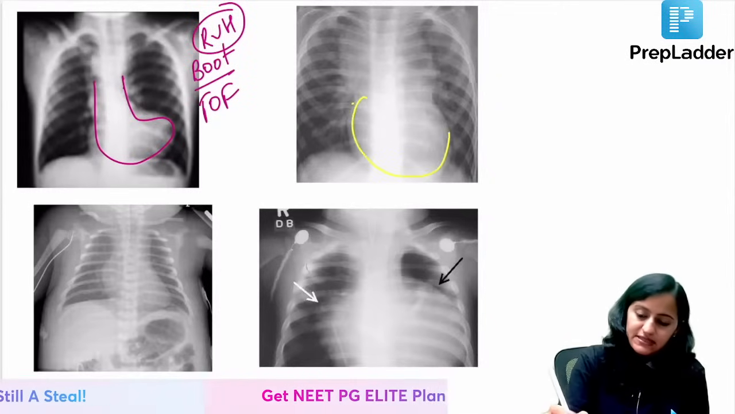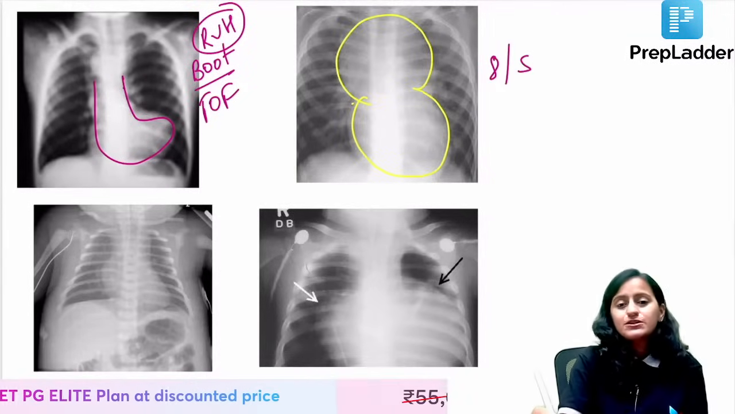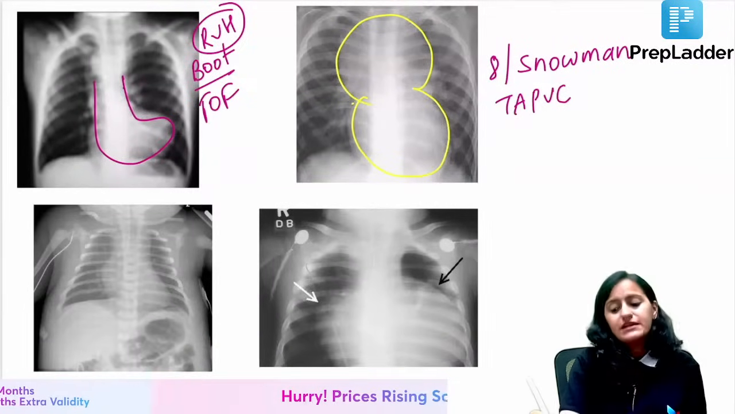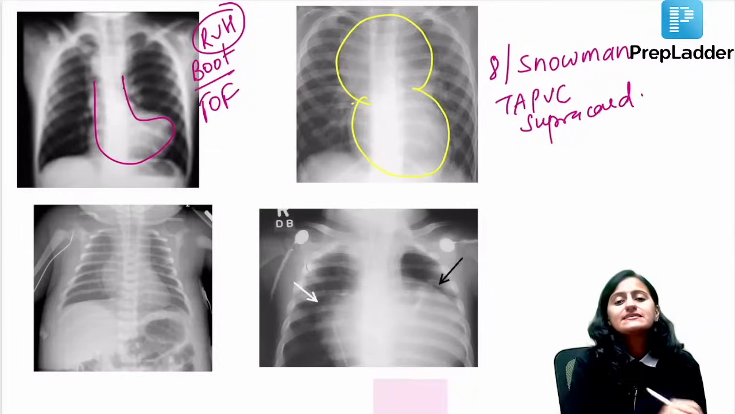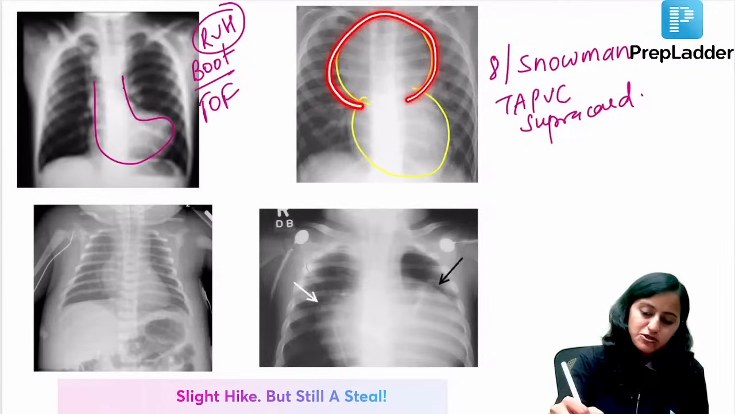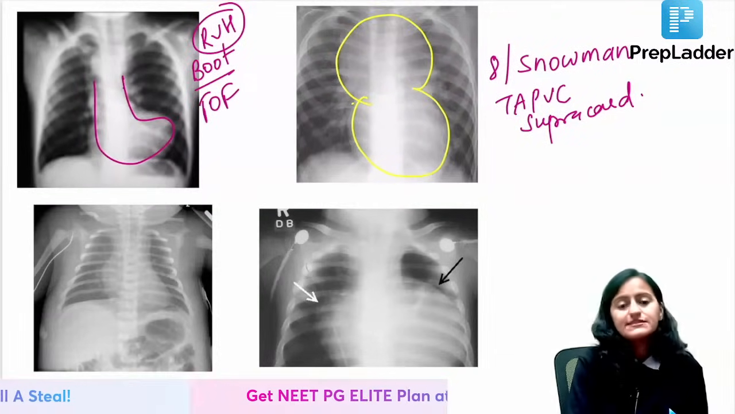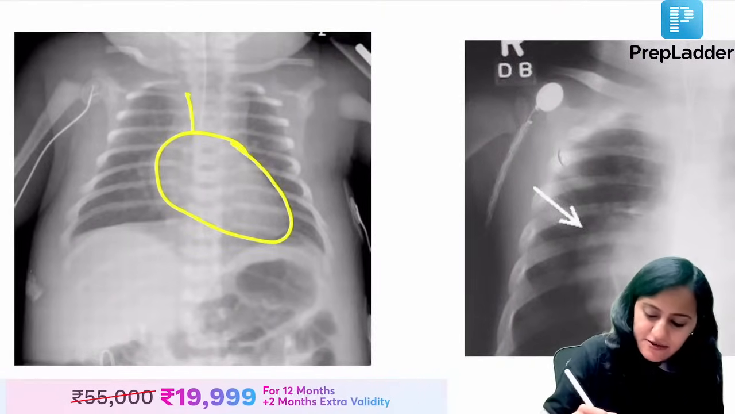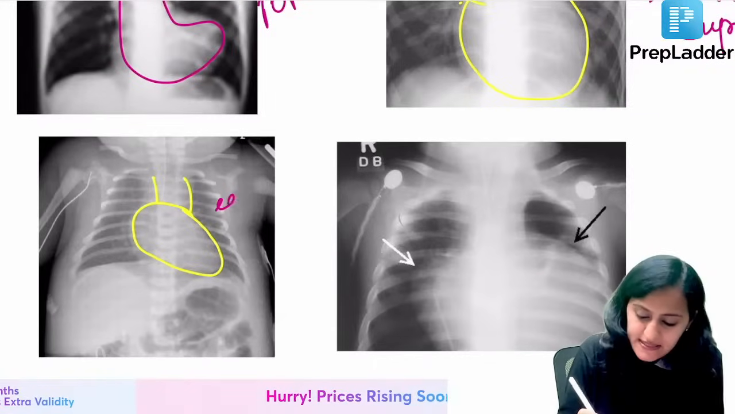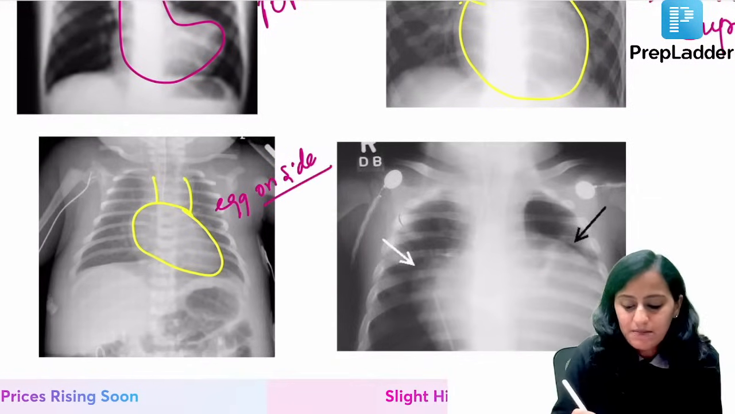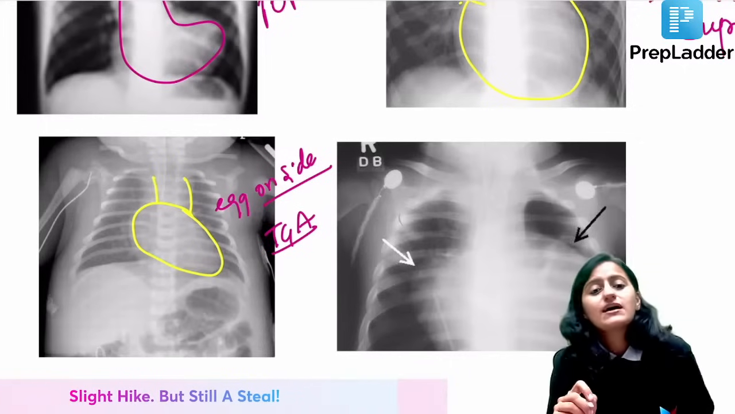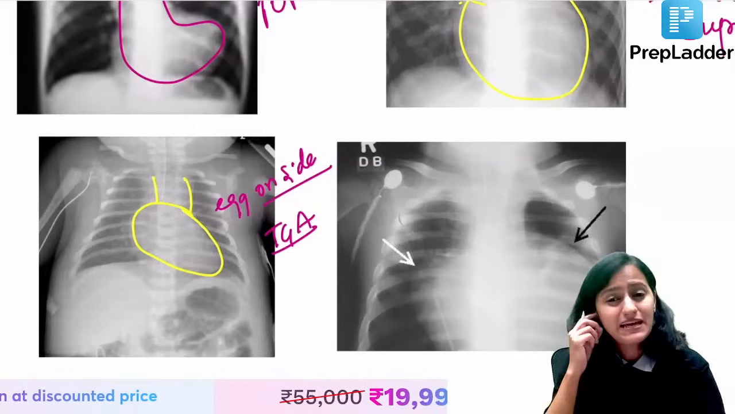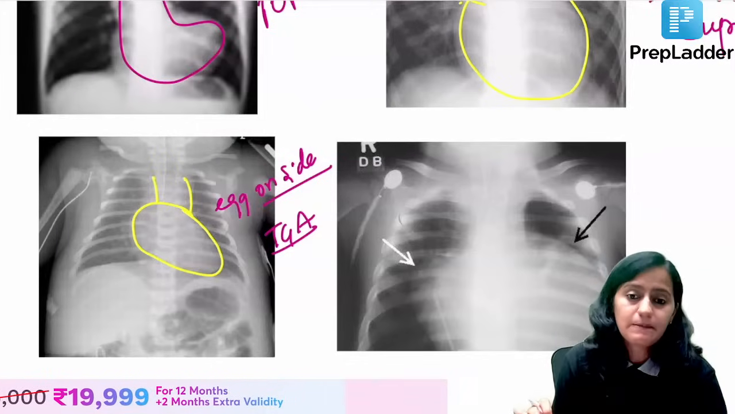Next, this is the figure of 8, also called the snowman heart, which is seen in supracardiac TAPVC. Above the heart, it is supracardiac TAPVC. Next, you see the egg-on-side or egg-on-string appearance, which is seen in TGA, transposition of great arteries. Commonly, the history given is maternal diabetes, then the baby has cyanosis on day 1. It is TGA.